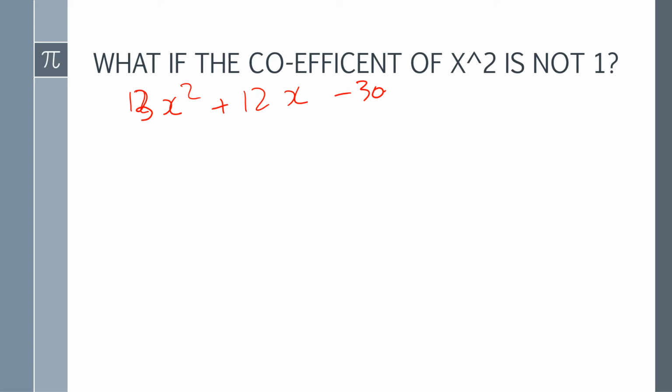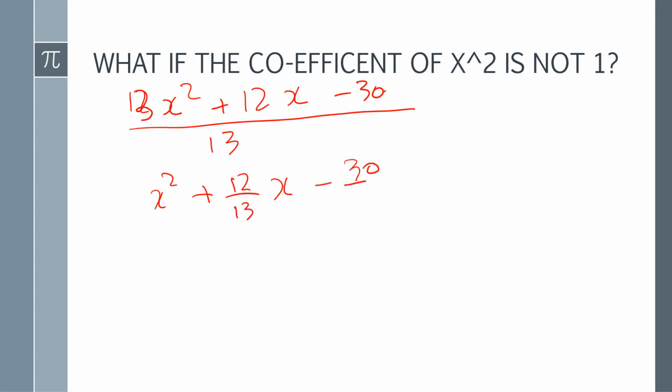So the first thing you're going to do, finding the coefficient of x squared is 1. So you divide the whole thing by 13. You're going to get x squared plus 12 divided by 13 x minus 30 divided by 13, of course equal to 0. Over here equal to 0. And you divide the whole thing by 13.